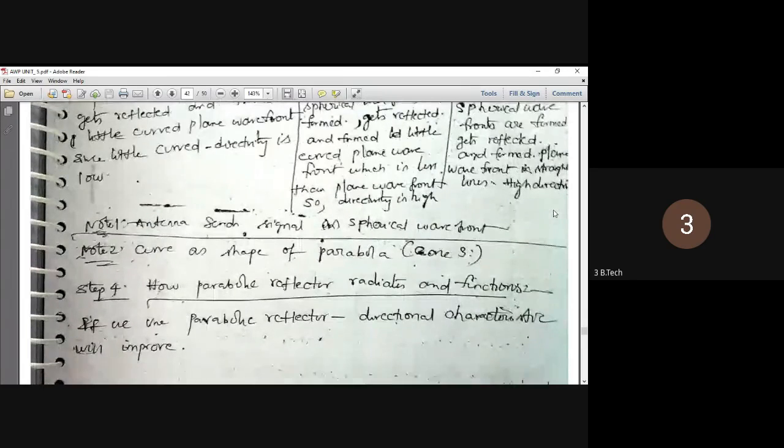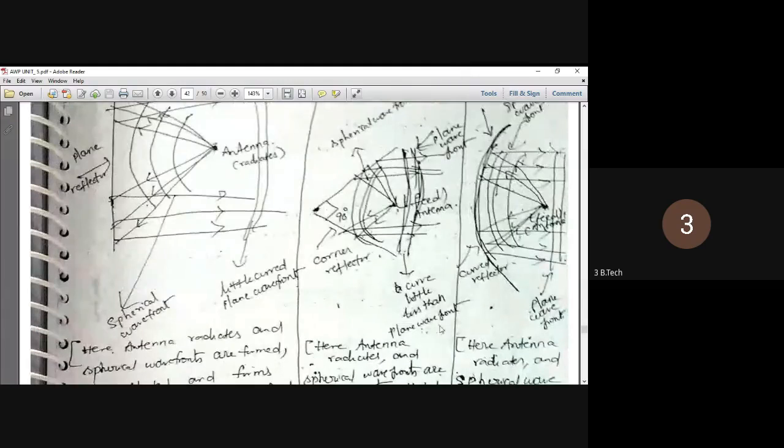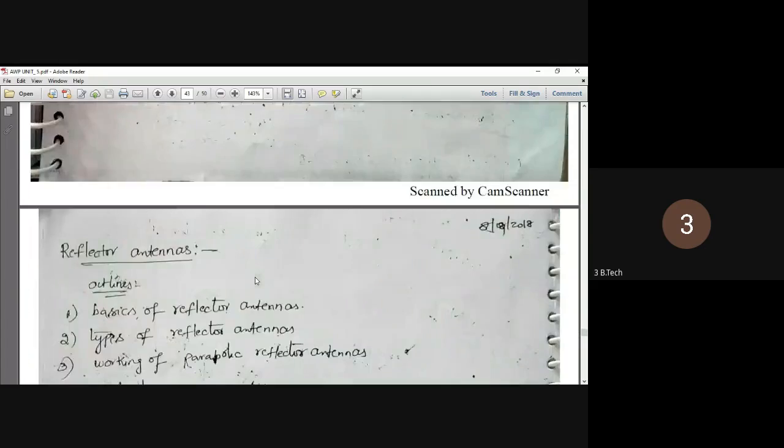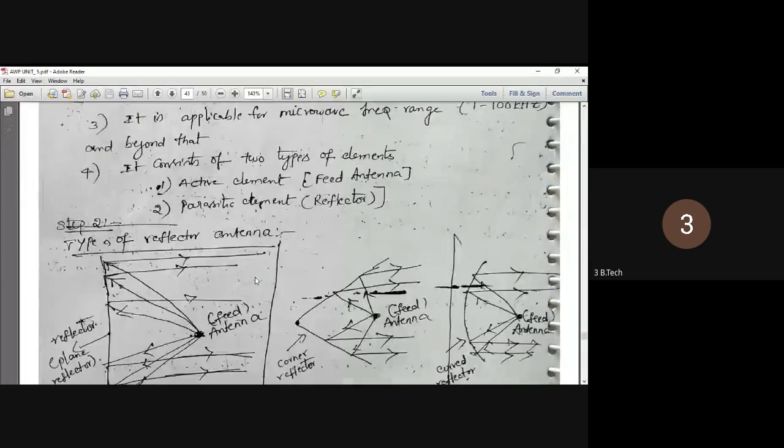In the last case, the antenna sends the signal as spherical wavefronts, with the curve in the shape of a parabola. We have taken a parabola, the parabolic dish example. When we use a parabolic reflector, the directional characteristics will improve. So by doing this, the directivity gain also increases for us. Okay?